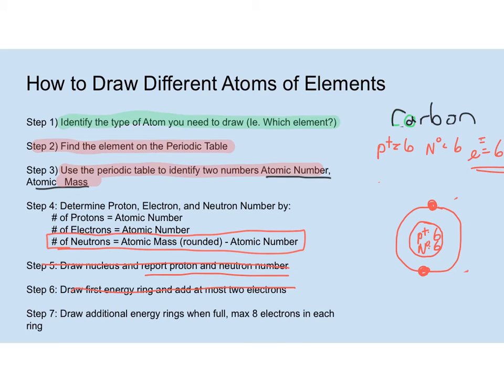Draw additional energy rings when full. I've filled up this energy ring. This one's full because it can only handle 2. Max 8 electrons in each ring. So I can add another ring, and every other ring besides the first one I can put 8 in. Well, I've only got 4 left. I had 6 total, and I've already used 1, 2. So I'm only going to add my 3rd one, my 4th one, my 5th one, and my 6th one. And now I've drawn all my electrons, all my neutrons, all my protons, and this is the drawing of carbon.